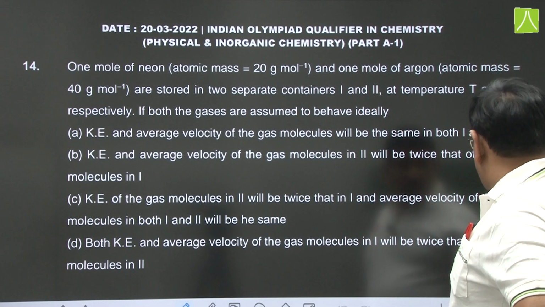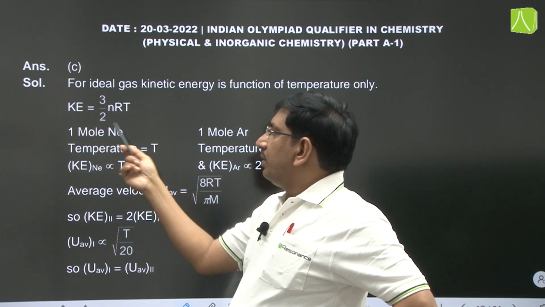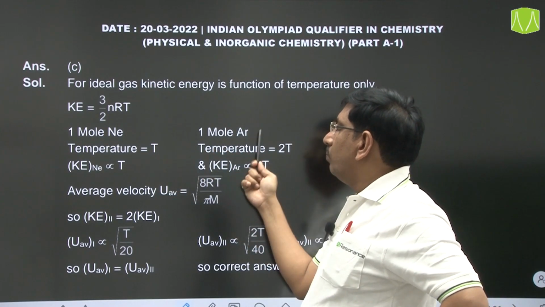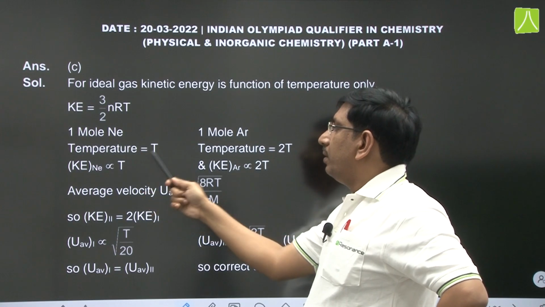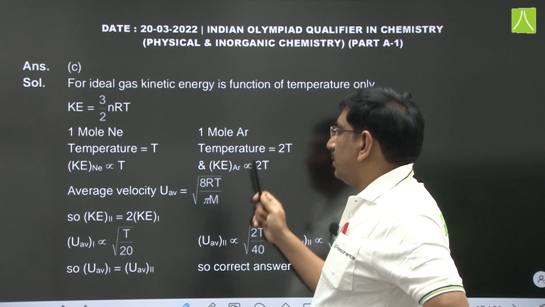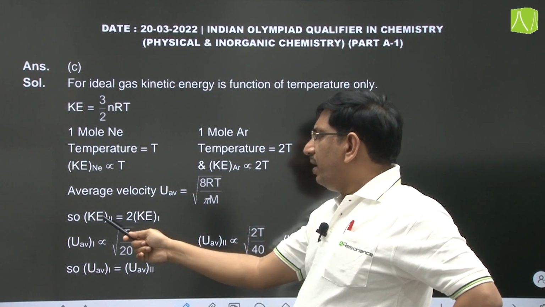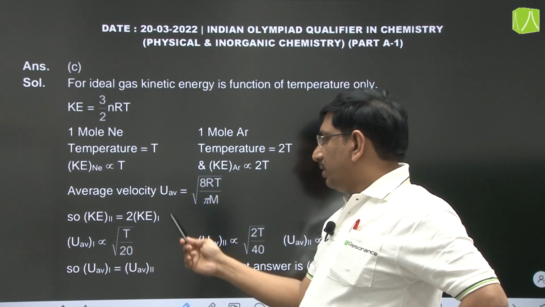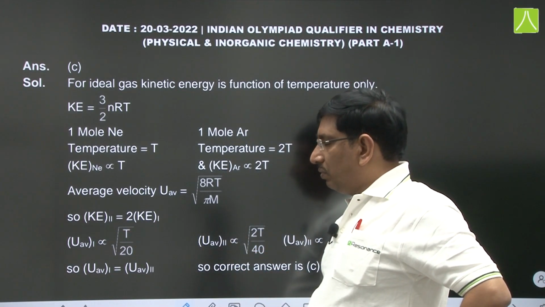We have to select. Now you see, kinetic energy is equal to 3/2 nRT. If you take 1 mole of neon and 1 mole of argon, the kinetic energy is directly proportional to T for neon, and it is 2T for argon, because the temperature for argon is given as 2T. Now if you observe, the kinetic energy of the second one is 2 times that of the first one.